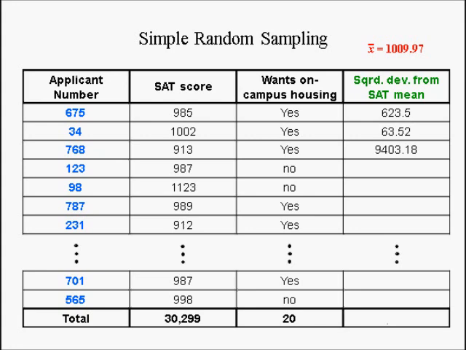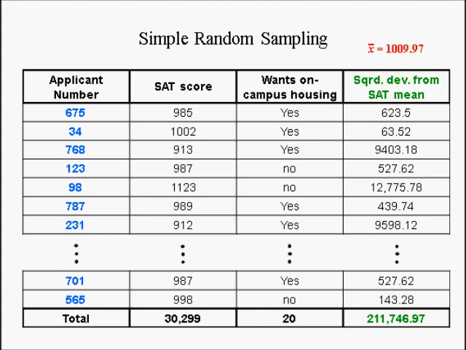The third square deviation from the sample mean is found by squaring the difference between applicant 768's SAT score of 913 and the sample mean of 1009.97, which is equal to 9,403.18. The rest of the square deviations from the sample mean are computed in a similar way. For example, applicant 565 had an SAT score of 998. Subtracting the sample mean 1009.97 from this, and squaring that difference is 143.28.